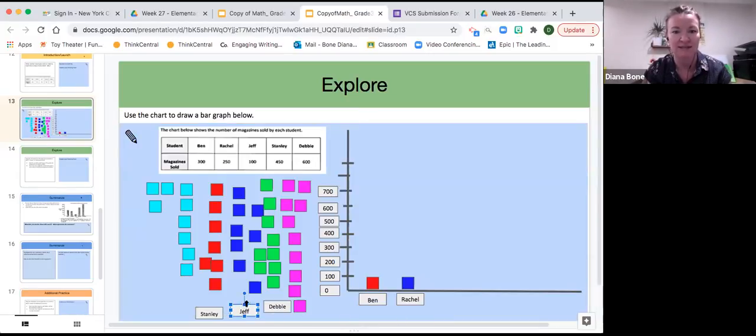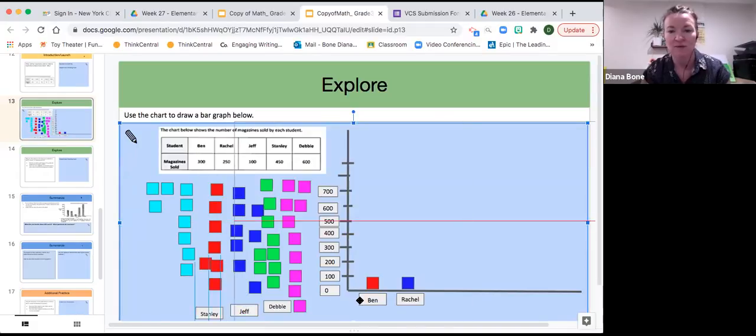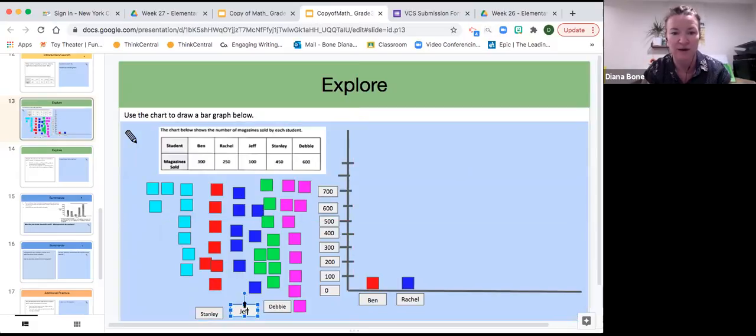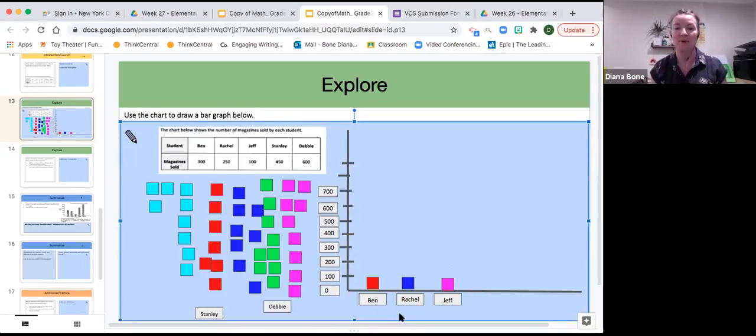He's next on the table up there. Let's go get him. Ooh, I'm moving the whole thing around. Be careful, boys and girls. Make sure you've got only the name selected there. There we go. Now we got Jeff over here. Again, we want to keep Jeff the same distance away from Rachel. So when we start plotting Jeff's magazines sold, it's really clear that the purple bar is going to represent Jeff.